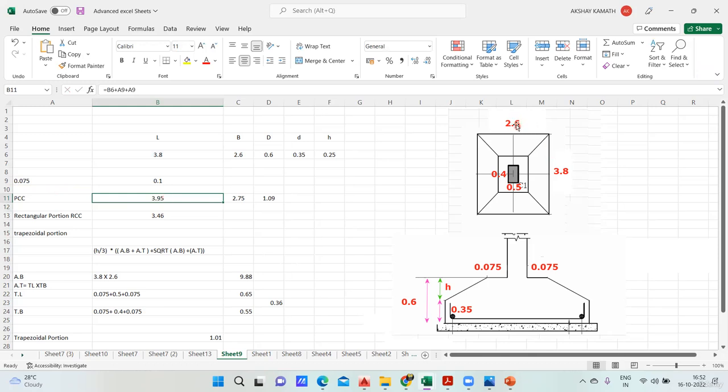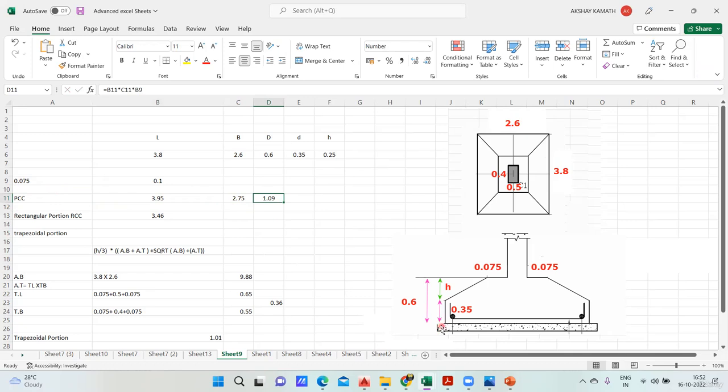Breadth again is 2.6. Again 0.075 on the right side, 0.075 on the left side. So you see here that it is 2.6 plus 0.075 plus 0.075, and you'll get 2.75. Now total PCC quantity will be how much? The length multiplied by the breadth, that is 2.75, into the thickness of the PCC.